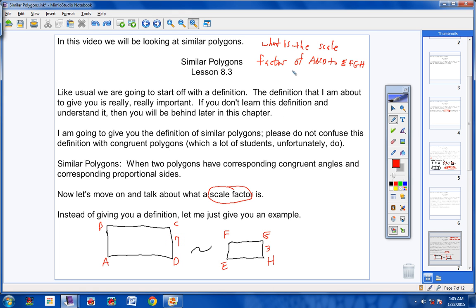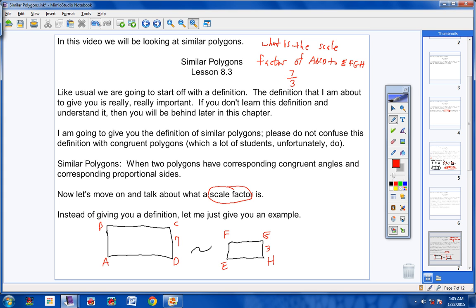Then you put a fraction. What rectangle came second? This one did. So you come over here and find the side that corresponds with 7, which is 3, and put it here. And you're finished. It's that easy. Unless you can reduce the fraction. If you can reduce the fraction, then you must reduce it. So what is the scale factor of ABCD to EFGH? 7/3.